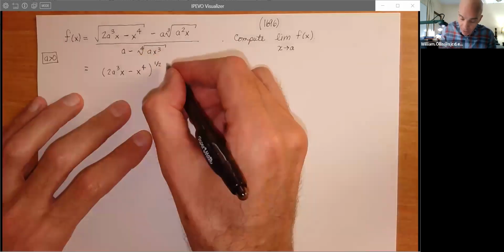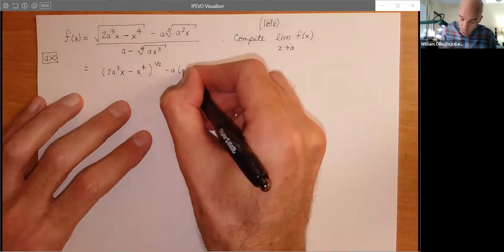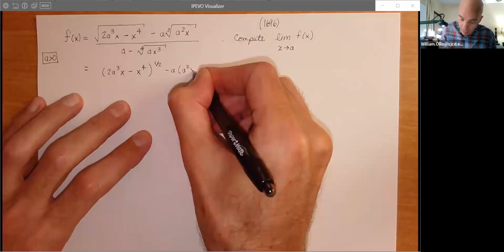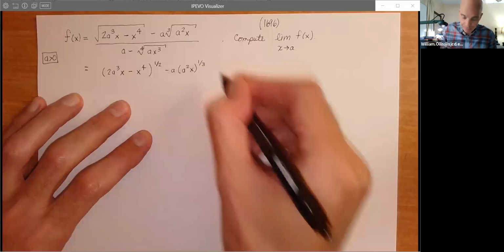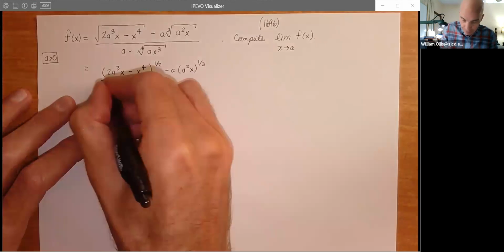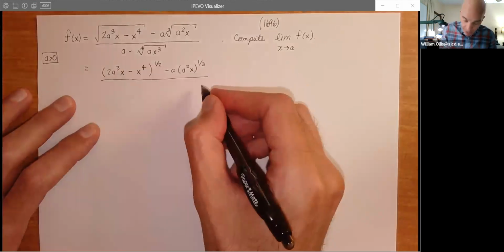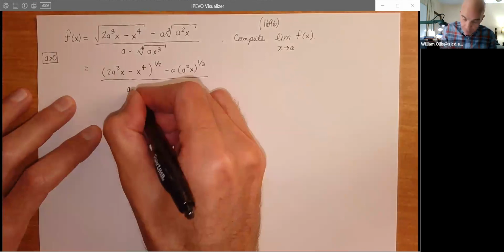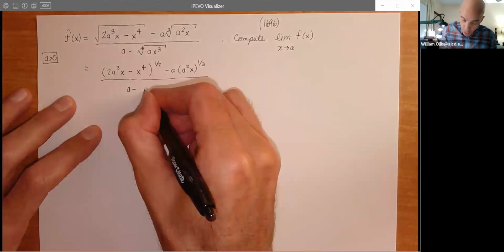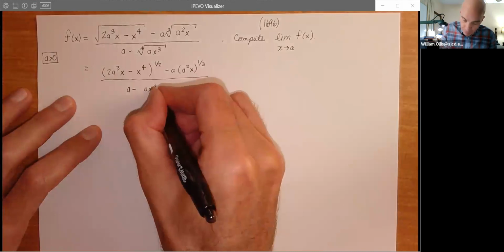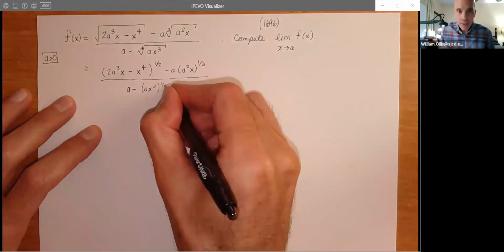And then we have minus a, and then we have a squared x to the 1/3. Okay? And then our division line, and then we have a minus, again, a x cubed to the 1/4. So let's just keep going.